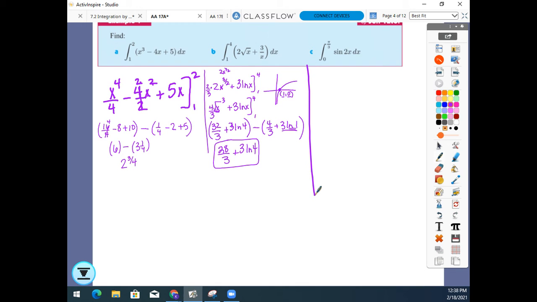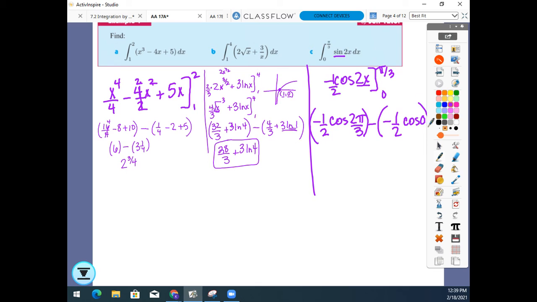Making room for letter C. All right, antiderivative of sine, negative cosine. Then we have to divide out the 2. So really negative 1/2 cosine from 0 to pi over 3. When we plug pi over 3 in, that's 2 pi over 3 minus negative 1/2 cosine 2 times 0 is just 0.